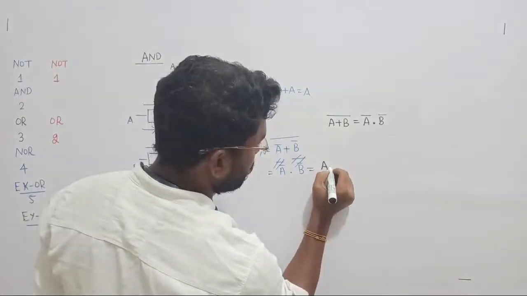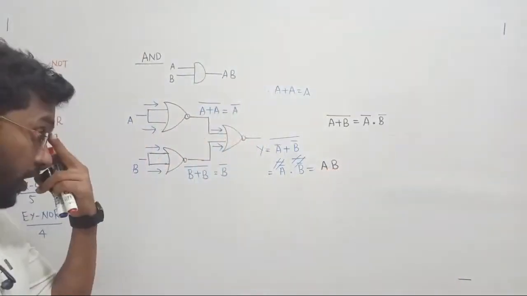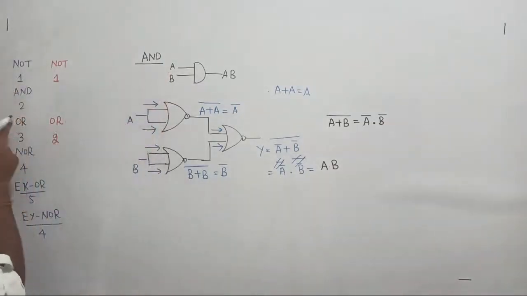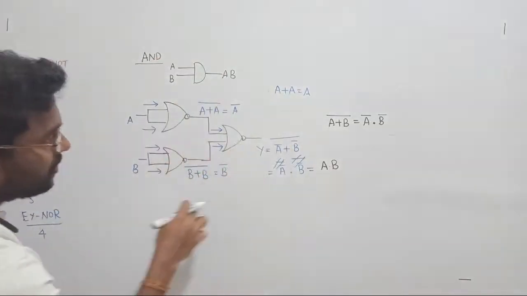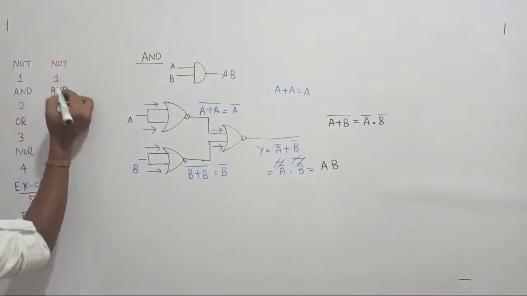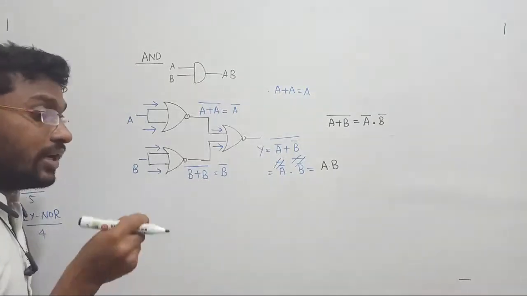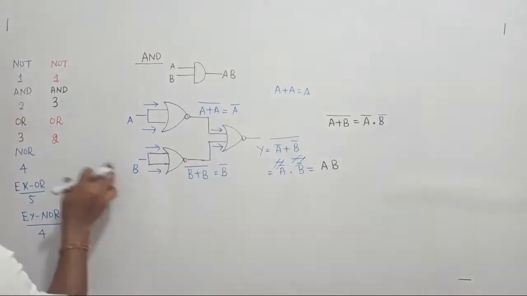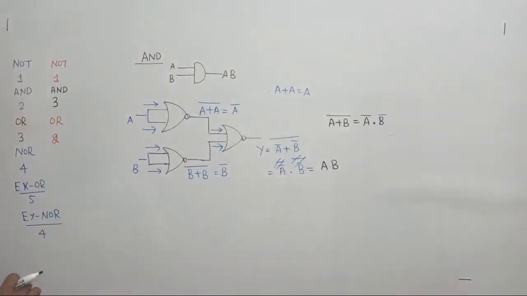So what we have understood is that I am getting A dot B. So the conclusion is what? In case of an AND gate, if you want to design an AND gate with the help of NOR gates, we can visualize that 3 NOR gates should be required in order to design the AND gate. Now let us design.